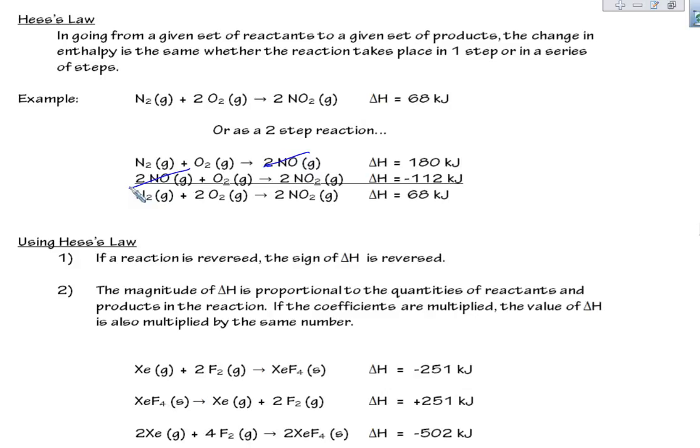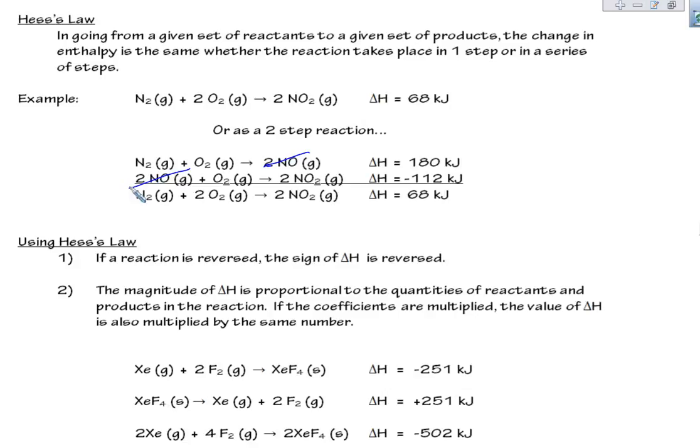Remember, when something is produced and then consumed, it was called an intermediate. That nitrogen monoxide is not really part of the final balanced equation. It's formed in the first step, used up in the second. Whether I do this as one step or two, the total energy change is the same. In the one step, it was 68 kilojoules, and in the two step, we just add the energy change from each individual step to get the overall energy change. Well, that makes sense, right?